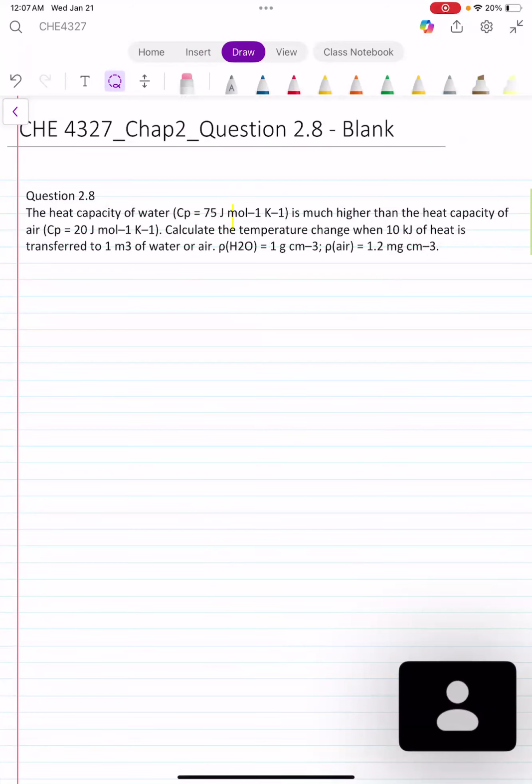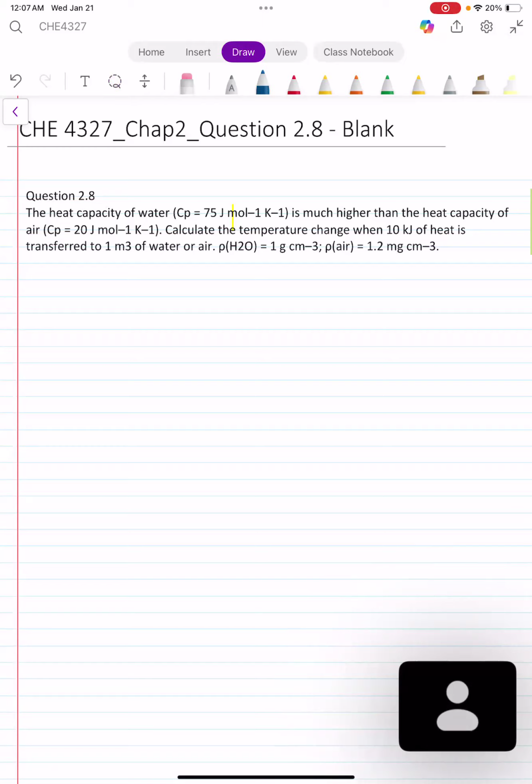The question of the day is as follows. The heat capacity of water is much higher than the heat capacity of air. Calculate the temperature change when 10 kilojoules of heat is transferred to 1 cubic meter of water or air. The density rho of water is 1 gram per cubic centimeter and the density of air is 1.2 milligram per cubic centimeter. Okay, first let's recall what heat capacity means.